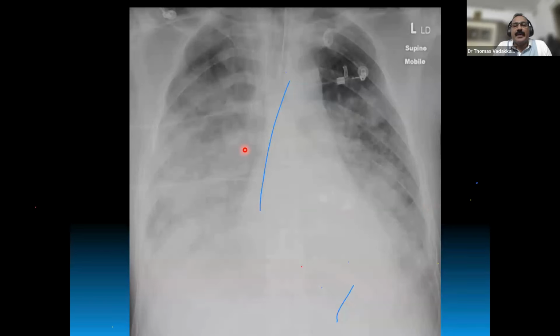ARDS. First criterion is acute onset, less than 7 days. X-ray involvement more than 75%. PF ratio less than 300, and you have to rule out cardiac failure, pleural effusion, mass lesion by an echo test. And the patient should be on a non-invasive ventilator, at least 5 centimeter pressure support. If all 4 criteria are satisfied, you call it ARDS. But for the time being, this is an X-ray class. X-ray wise, it is ARDS.